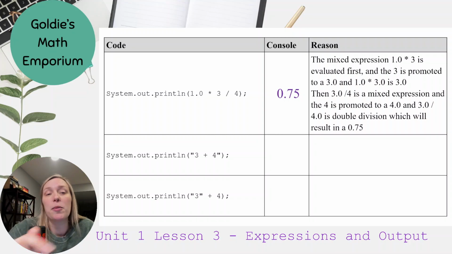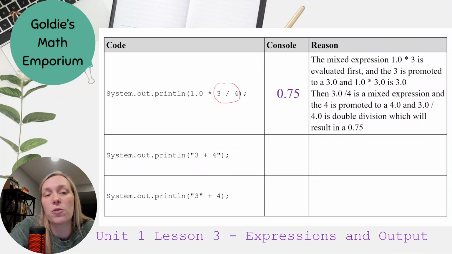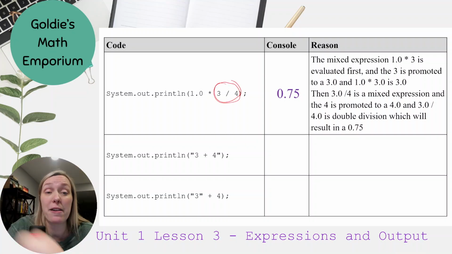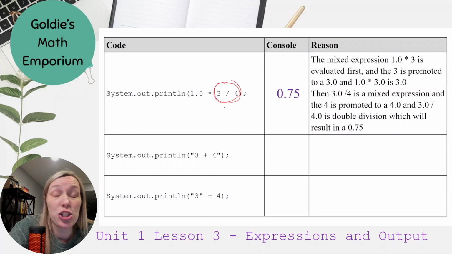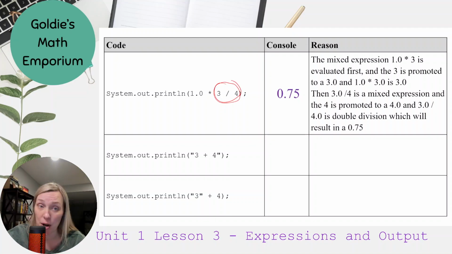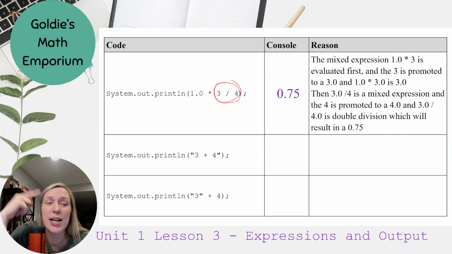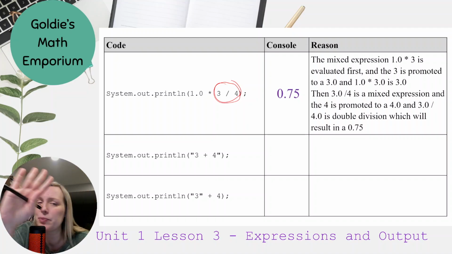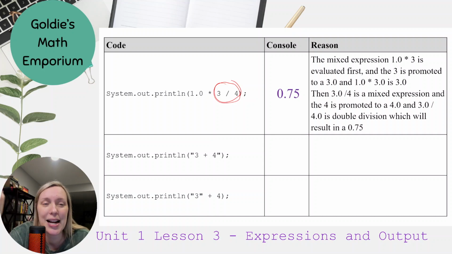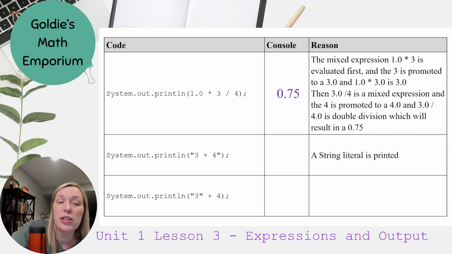Okay. Be careful, because if you didn't understand the order of operations, you might do 3 divided by 4 first, which if that's integer division, that would be 0, okay? Because 4 doesn't go into 3 evenly at all. That would be 0, and then you'd have 0 times 1.0. And then you're like, shouldn't the answer be 0? No. It's not 0. Order of operations, okay? It matters.